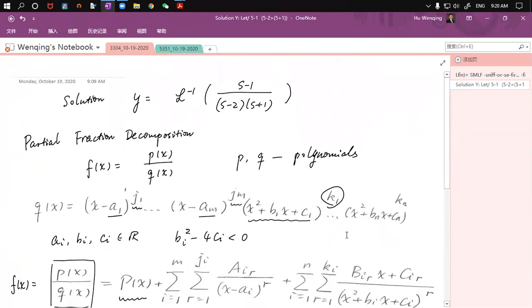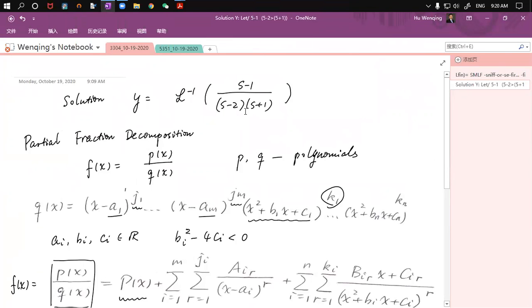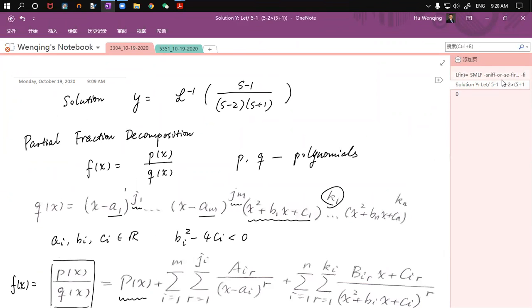But let's apply the whole thing to this polynomial. So s minus 1, basically I'm going to work with s minus 1 over s plus 2 multiplied by s, s plus 1, and s minus 2. So let me work with this one. Well, this is a polynomial of this form, partial fraction decomposition, p of x divided by q of x.